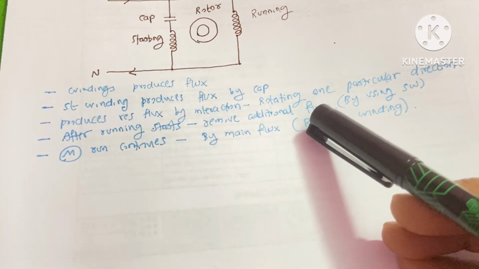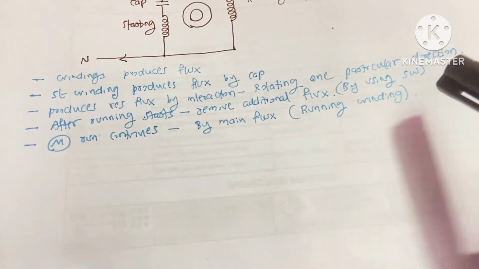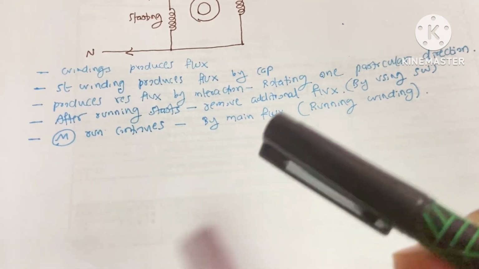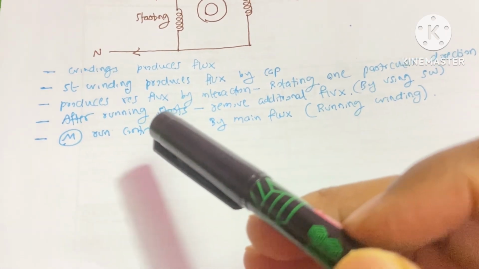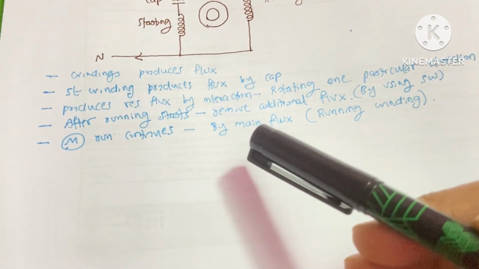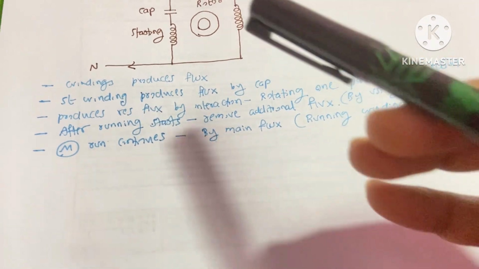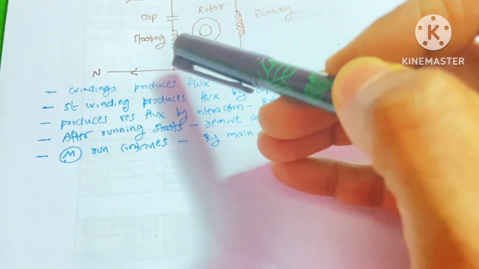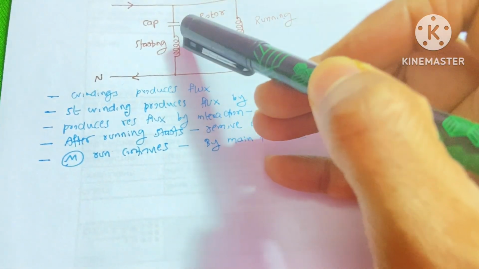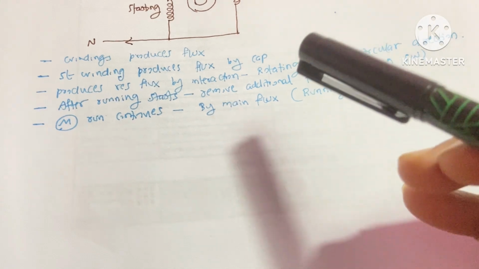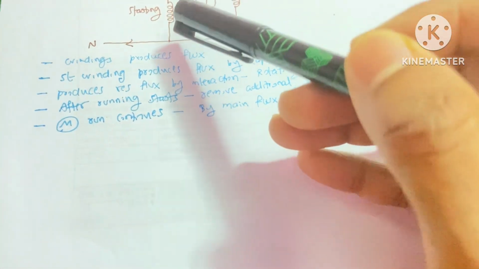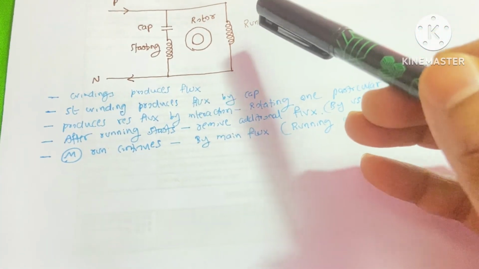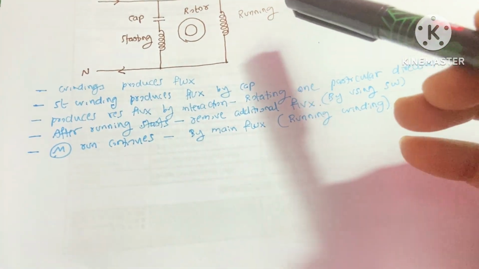This resultant flux is rotating in one particular direction, and due to that the motor starts rotating. After the motor starts running, we can remove the additional flux by using a switch. This new flux is produced by the starting winding. We can remove it from our circuit, and after its removal, the motor continues to run with the help of the main flux, which is produced by the running winding.